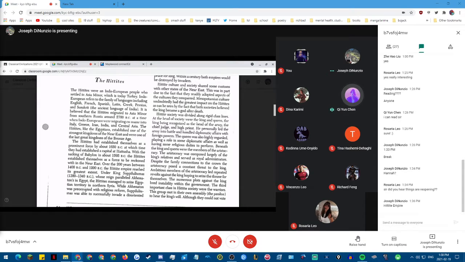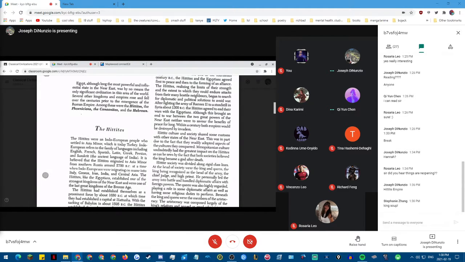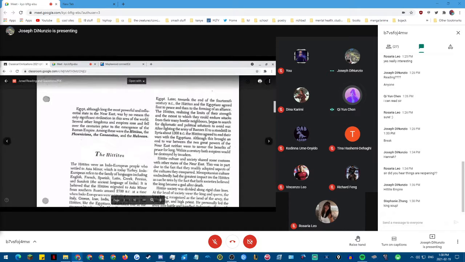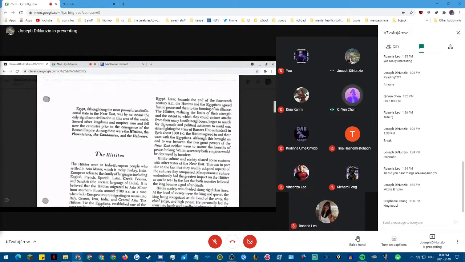Under King Soup, 1380 to 1340 BC, whose reign was unparalleled, Akhenaten's Egypt lost territory: the Hittites managed to seize Egyptian territory in northern Syria. While Akhenaten was preoccupied with religious reform, Soup was able to successfully invade a disoriented Egypt. Later, toward the end of the 14th century BC, the Hittites and the Egyptians agreed first to peace and then to the forming of an alliance.